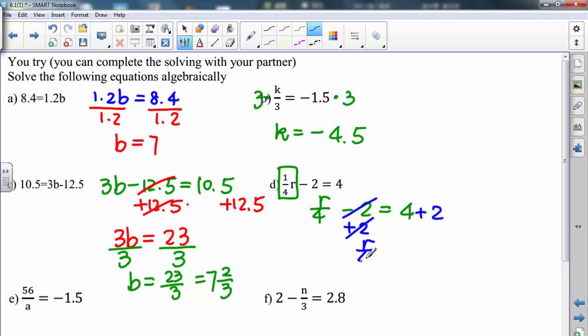Then I have r divided by 4 equals 6. The inverse of the dividing is multiplication. I multiply both sides by 4. So then I will have r left equals 24.